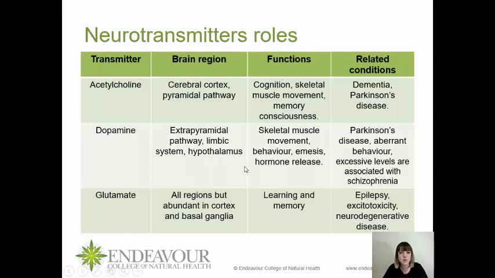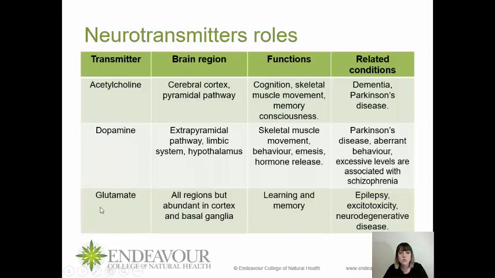So through these areas of the brain, it participates in the regulation of skeletal muscle movement, of behaviour, directing behaviour, habit forming in particular. It's involved within the brainstem in regulating emesis or vomiting, and in the hypothalamus in regulating hormone release. We know there is disturbance of dopaminergic neurons in Parkinson's disease in various aberrant behaviour types, and you see excessive levels of dopamine in disorders like schizophrenia.